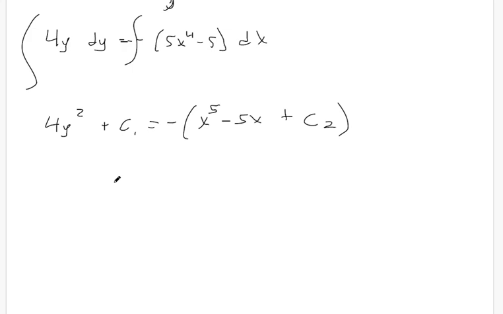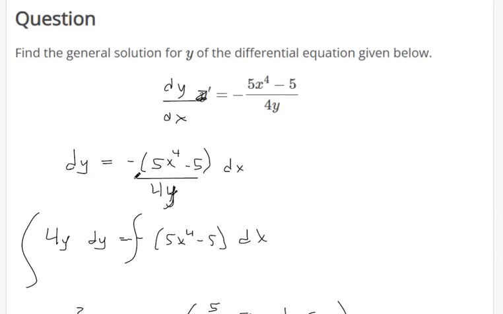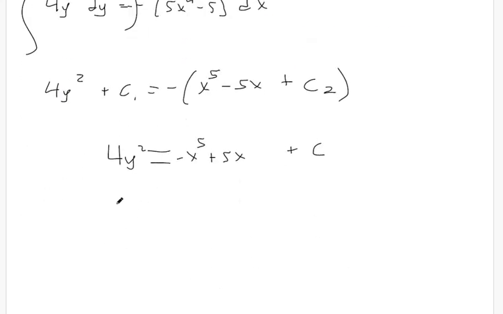And we can combine the arbitrary constants because one arbitrary number subtracted by another arbitrary number is just a different arbitrary number. So I'm going to put plus a constant c here. So we got negative x to the fifth plus 5x plus that arbitrary constant. And the goal is to solve for y, so I'm just going to finish out the algebra here.